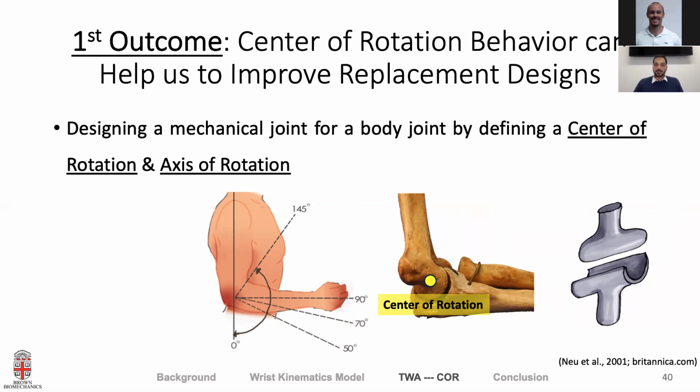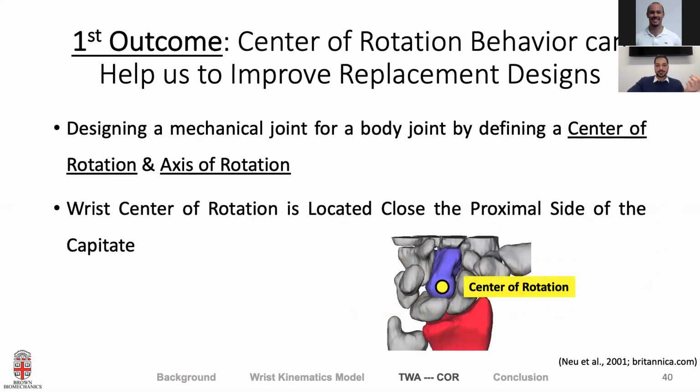So I have an example here for the overly simplified elbow joint. The center of rotation, or its axis of rotation, goes through your elbow, which means if you want to replace it, you have to design a joint that mimics the same behavior. And a hinge joint can do that perfectly.